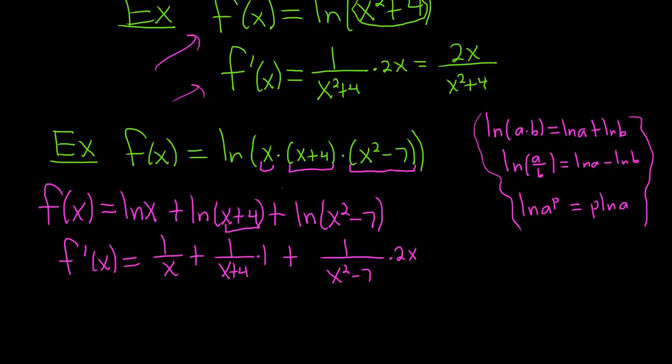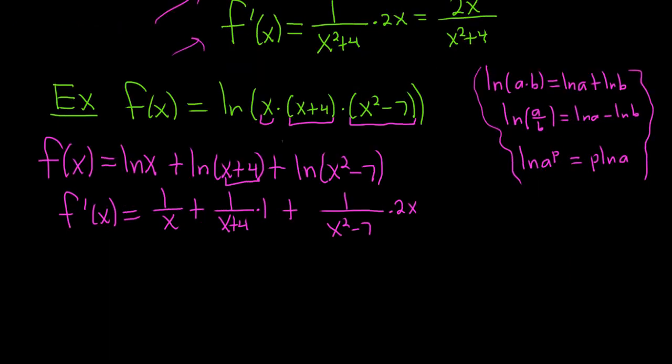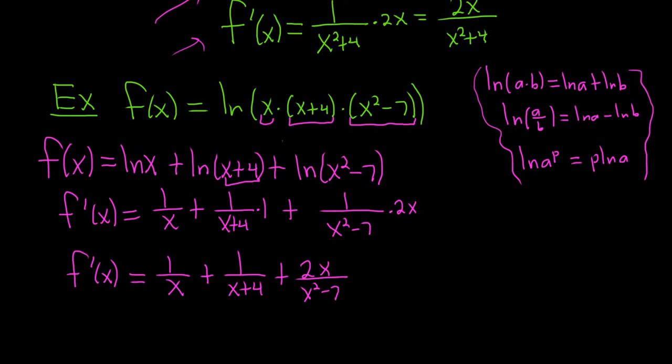The last thing I suppose we could do is rewrite this in a nicer way. So f prime of x is equal to 1 over x plus 1 over x plus 4. And then we have the 2x, we can put it up top, so 2x over x squared minus 7. And that is the final answer.